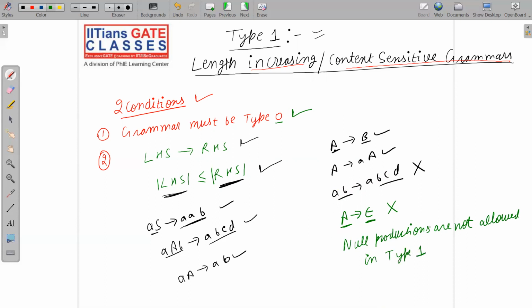Okay, I hope I have made the point clear to all of you. So please remember this fact. Okay, now why are we saying it is context sensitive grammar? Why are we calling it context sensitive? Let me give you one example.